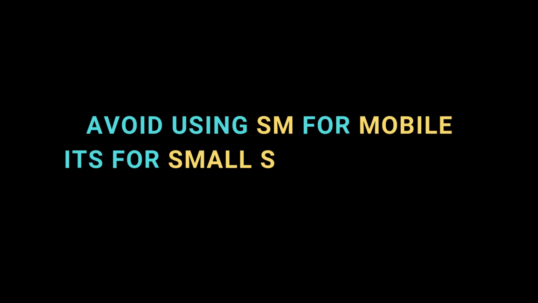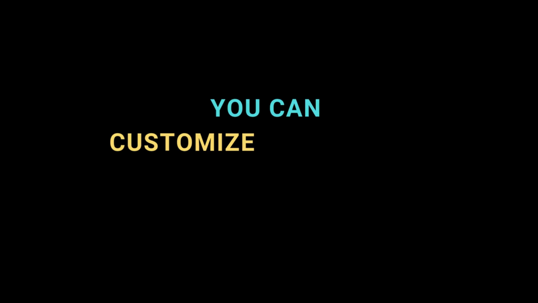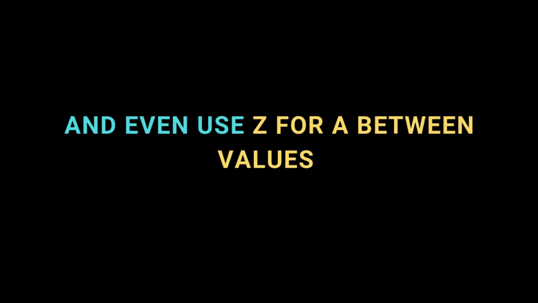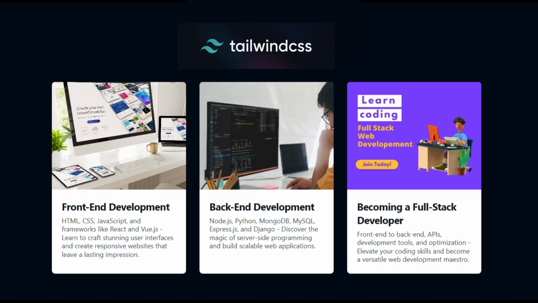Then max width queries, that is max-md, if you need to style smaller screens specifically. And avoid using sm for mobile, it's for small screens and up. And last but not the least, you can customize breakpoints also and even use JIT for arbitrary values. Now that you know how to master responsive designs in Tailwind, you're good to go and put it to use.